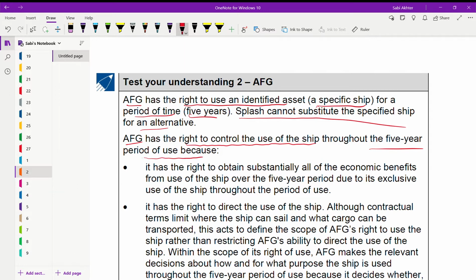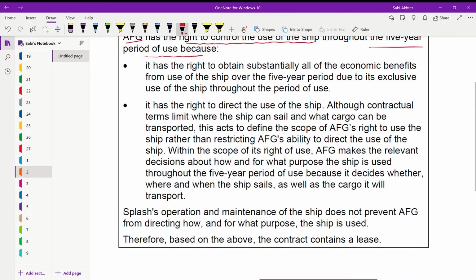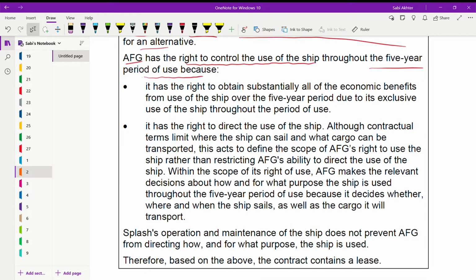Because of these two things. It has the right to obtain substantially all of the economic benefits. Who has the right to obtain the benefit? AFG. That means when they use the ship, they are the ones who are going to get the benefit from the use of the ship over the 5-year period, due to its exclusive use of the ship throughout the period of use. That means for 5 years, they are going to get the benefit from using that ship.